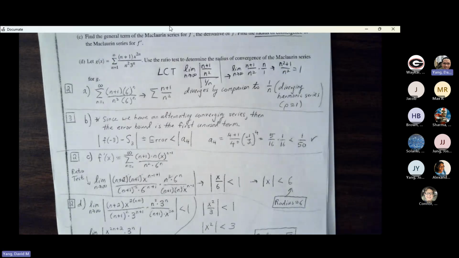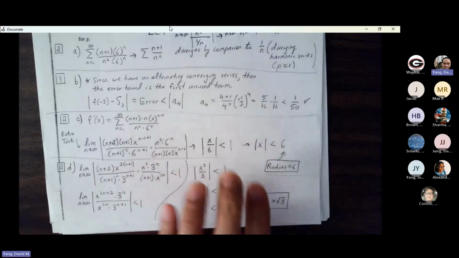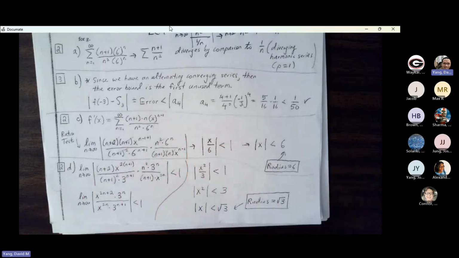And part C and D are nice. You're just doing ratio tests for both of them. And they're not even asking you for interval of convergence. They're just asking you for radius of convergence.